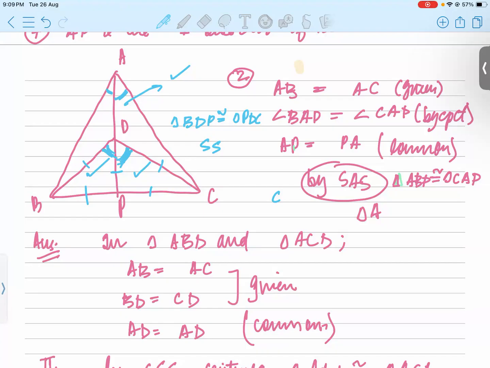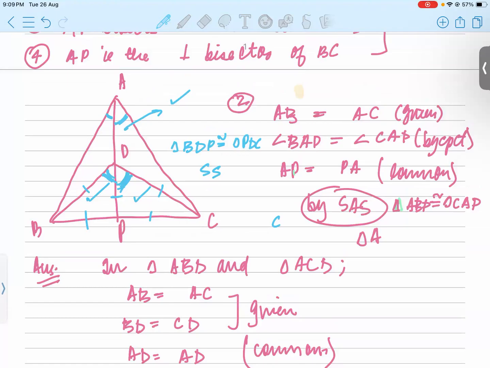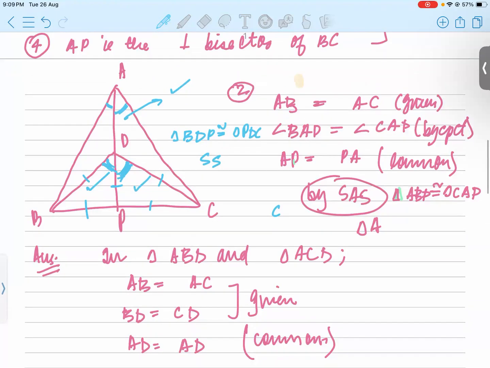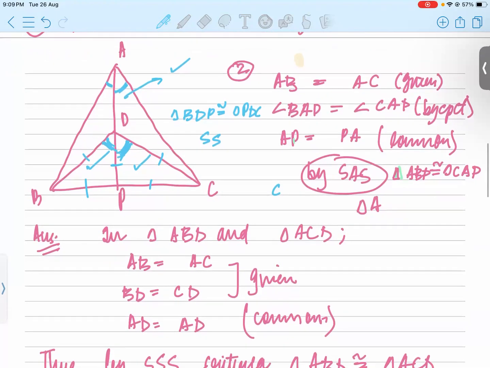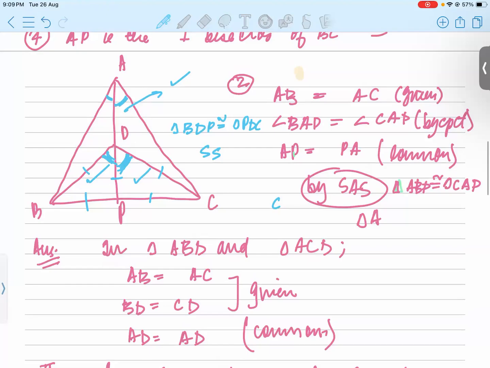Can you tell me how I can prove that AP is the bisector of BC? I have already proved that, but you tell me how. You have to write this statement because it's a separate question. So you will write AP is the perpendicular bisector of BC. Why? Because BP and PC are equal by CPCT. Then how is it the perpendicular bisector? That means you have to prove this angle is 90 degrees. That's the meaning of perpendicular.